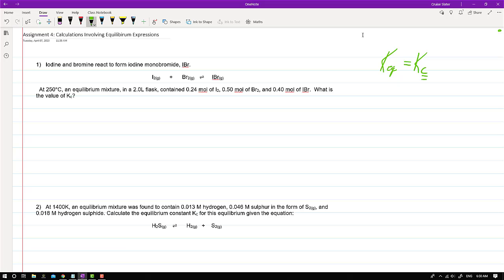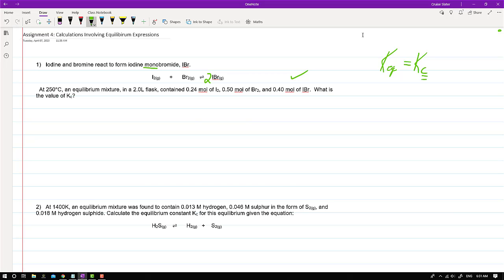2 moles of iodine react with 2 moles of bromine in a reversible reaction to form a single mole of iodine monobromide. Okay, so we have monobromide, which tells us there's only a single element of Br. But when I look over here, there are 2. So we go 2, and then we check our iodine, and now we're balanced. That's not meant to be a very big learning lesson here, just some quick reminders for you. Then we read the question.